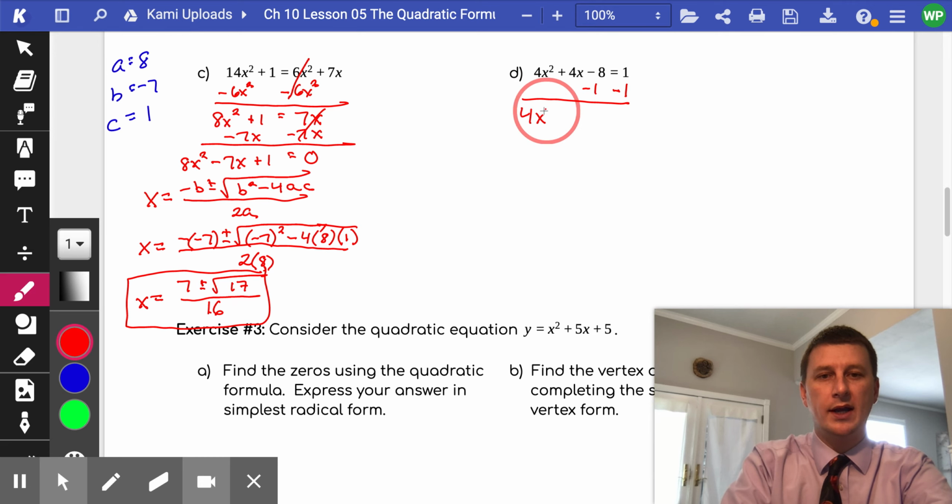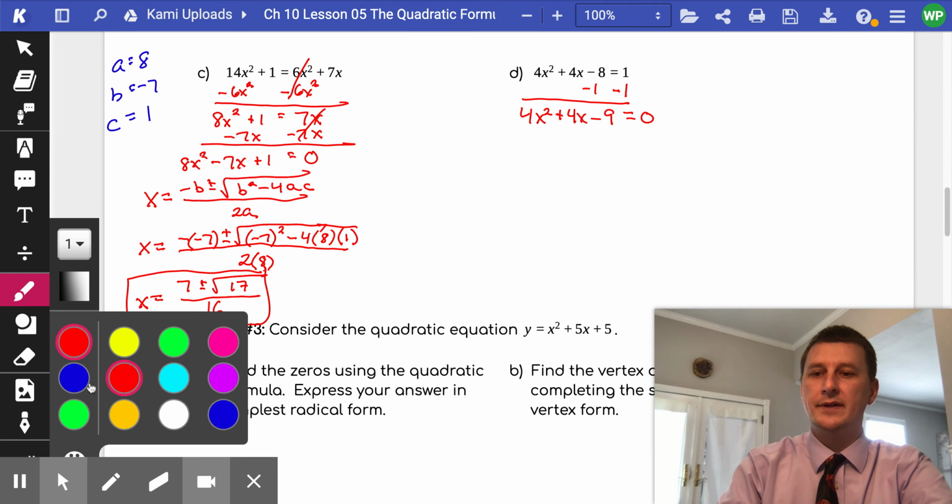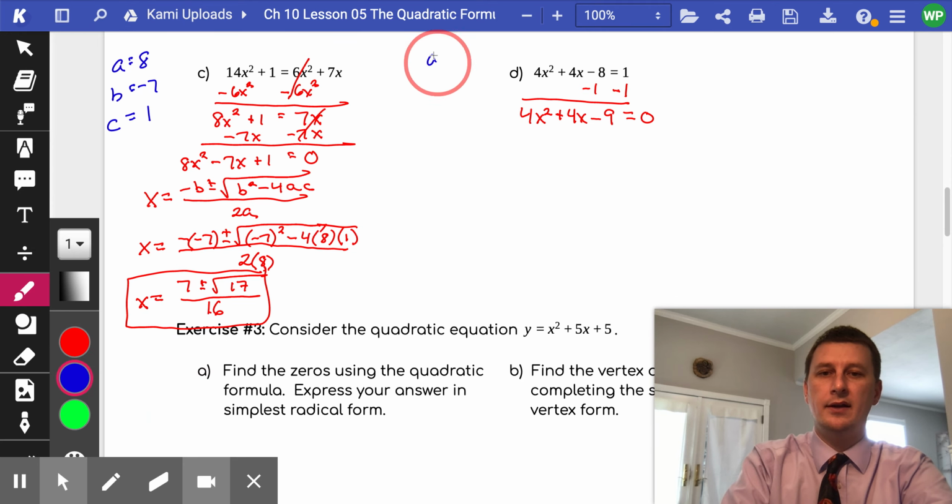So we're going to have 4x squared plus 4x minus 9 is equal to 0. And now that we have that equation equal to 0, let's again go off to the side and write out what our a, our b, and our c value is to help us remember that we have positives and negatives. So a is going to be 4, b is also 4, and c is negative 9. Be careful, make sure you have a negative 9.